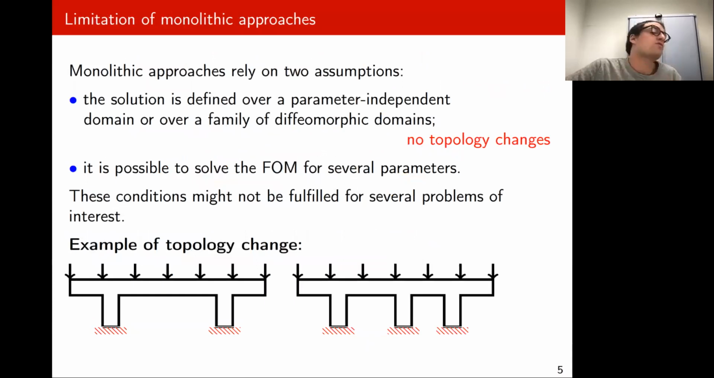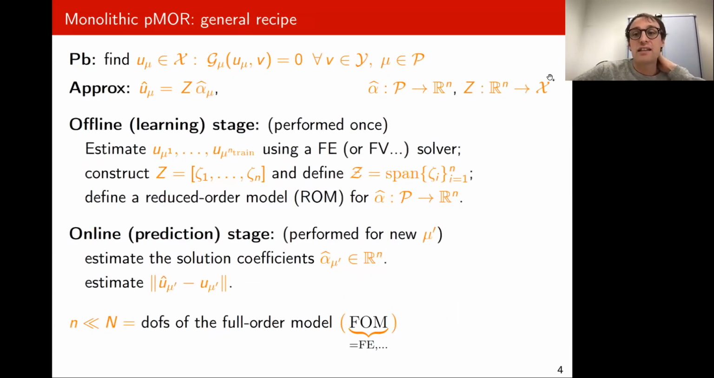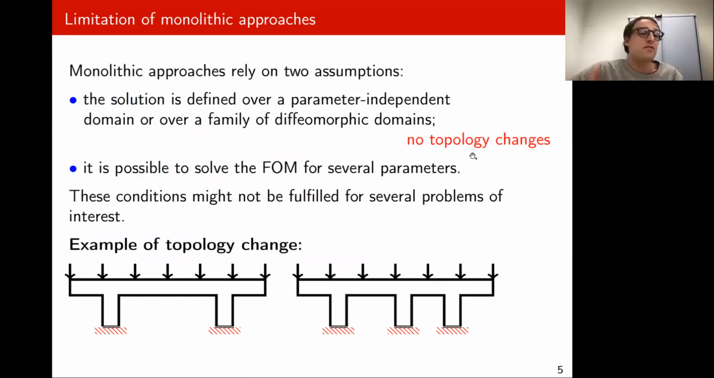So what I would like to emphasize here is that those approaches rely on 2 fundamental assumptions. Assumption 1, the solution is defined over a parameter-independent domain, or possibly over a family of diffeomorphic domains. And you can see this in the fact that this space is parameter-independent. Okay? It is relatively easy to deal with a family of diffeomorphic domains. Essentially, we apply some geometric transformation to remap the problem over a parameter-independent configuration. But in general, we cannot deal with topology changes.